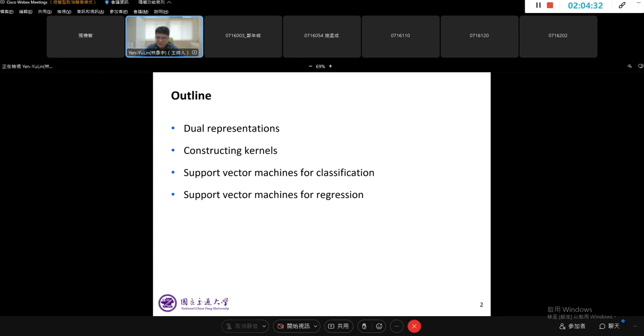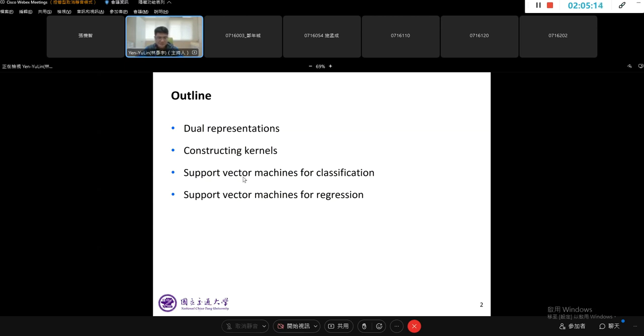Actually, there are a lot of methods belonging to kernel methods, such as support vector machine, Gaussian processes, kernel PCA, or kernel FLD. Due to the time limitation, I will focus on one particular algorithm called the support vector machine, or SVM for short. In most cases, SVM is the best method in the family of kernel methods.